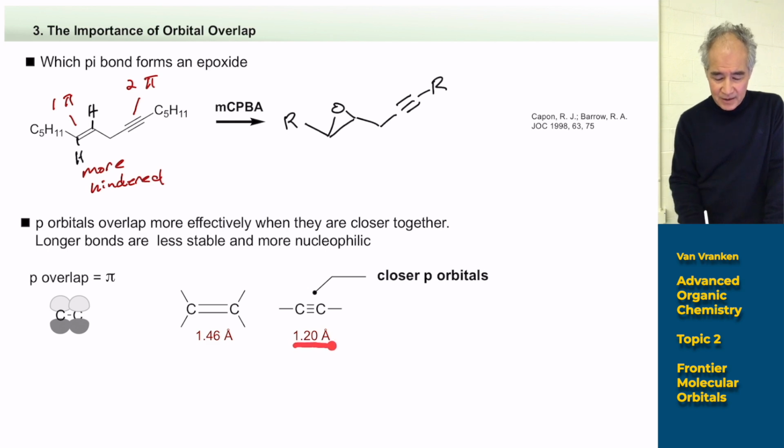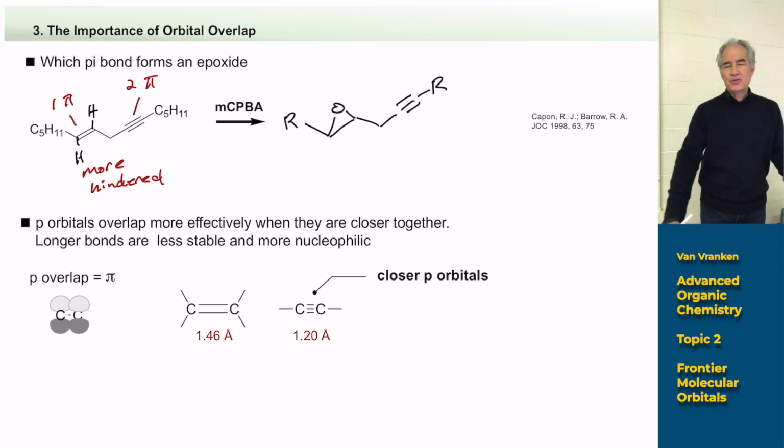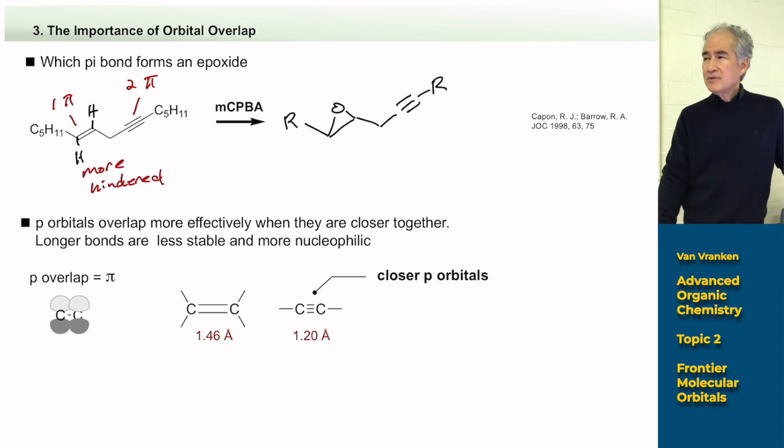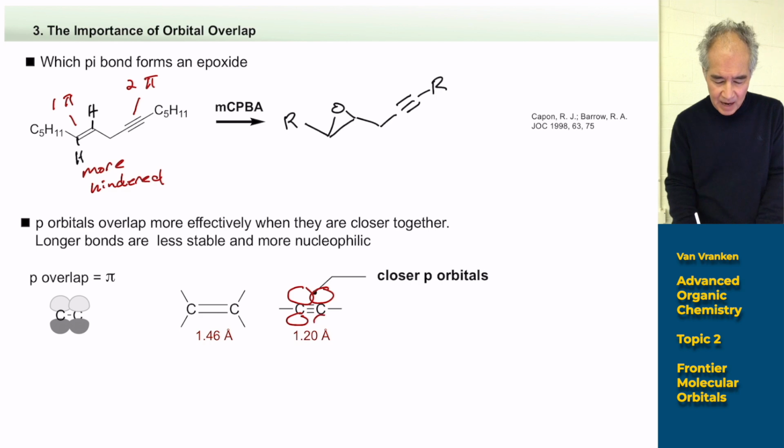It's 1.2 angstroms for a CC triple bond and 1.46 angstroms for a typical CC double bond. And those bond distances are amazingly consistent. The implication of that shorter CC triple bond is that you will end up with more effective overlap in the case of the CC triple bond. So if we draw that out, if you have more effective orbital overlap between these p orbitals, you're going to end up with a more stable pi bond.